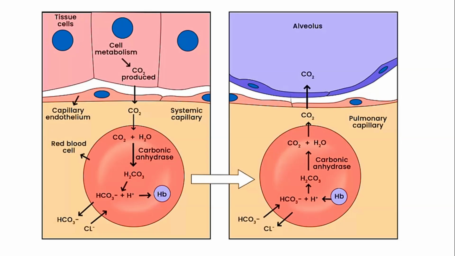And when bicarbonate ions react with H plus ions, carbonic acid, H2CO3, is formed, and this carbonic acid is very unstable and it breaks down into carbon dioxide and H2O. This carbon dioxide will exit the pulmonary capillary by means of diffusion and it is released to the alveolus, from which it is breathed out. So now we have discussed how carbon dioxide is transported as bicarbonate ions in our blood.